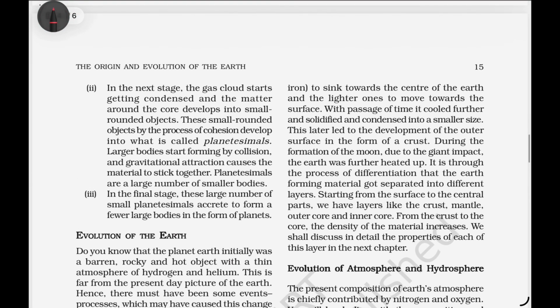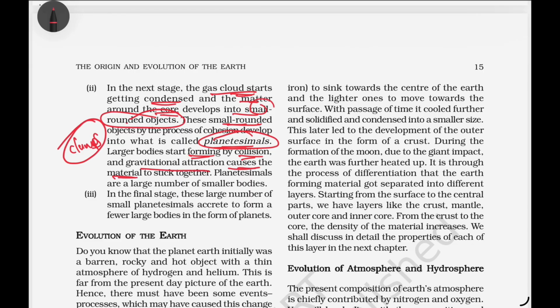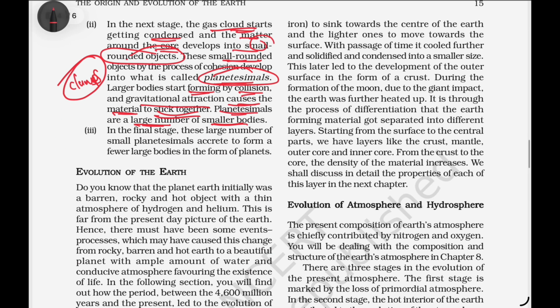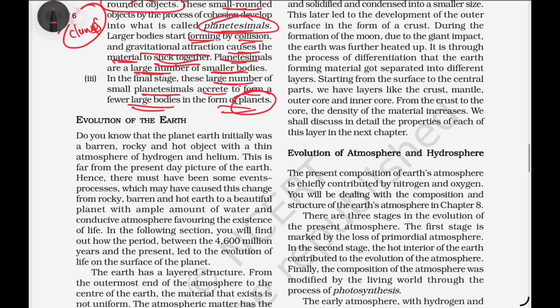In the next stage, what happens? The gas cloud will start getting condensed, and the matter around the core develops into small rounded objects. These small rounded objects are what we call planetesimals, or protoplanets, or clumps. Larger bodies start forming by collision, and the gravitational attraction causes the material to stick together, and the planetesimals are a large number of small bodies. In the final stage, what happens? These large number of planetesimals accrete to form a few larger bodies in the form of planets. That's how the origin of planets has happened.